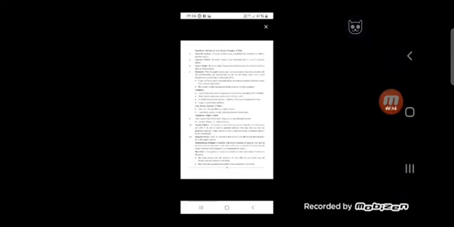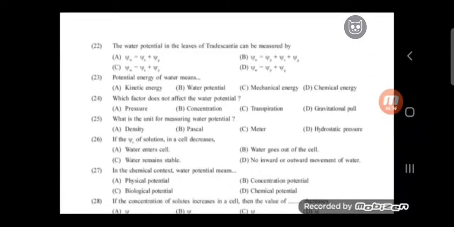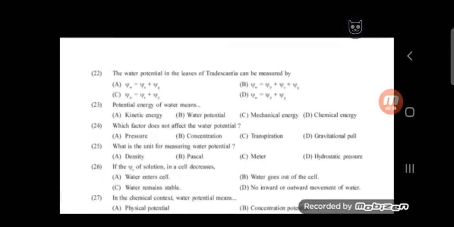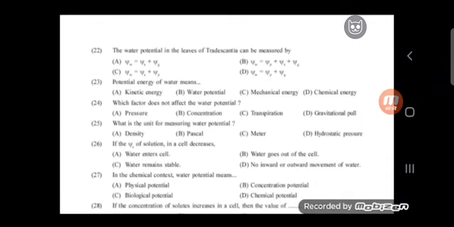So therefore, the correct answer for question number 22, the water potential in the leaves of Tradescantia can be measured by, is option C. Next, let us come to question number 23. The potential energy of water means A. Kinetic energy, B. Water potential, C. Mechanical energy, D. Chemical energy.